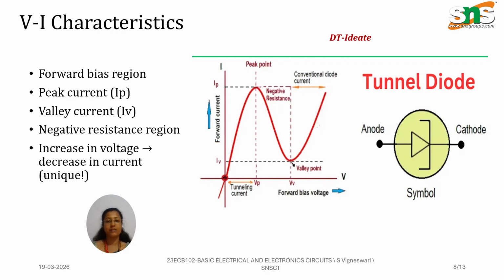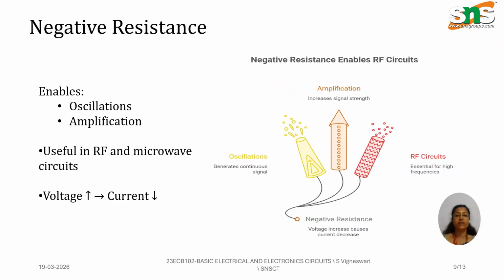And next let us discuss the negative resistance. Negative resistance means when voltage increases, the current decreases, right? And this is opposite to what we normally expect. And why is this important? Because negative resistance allows for oscillations and signal amplification, and that's why tunnel diodes are widely used in RF circuits and microwave oscillators.